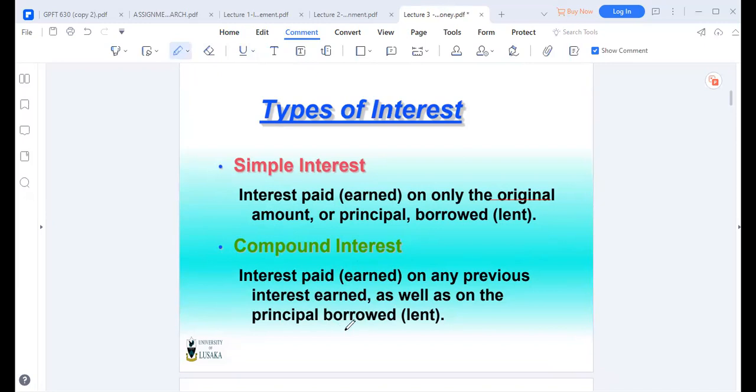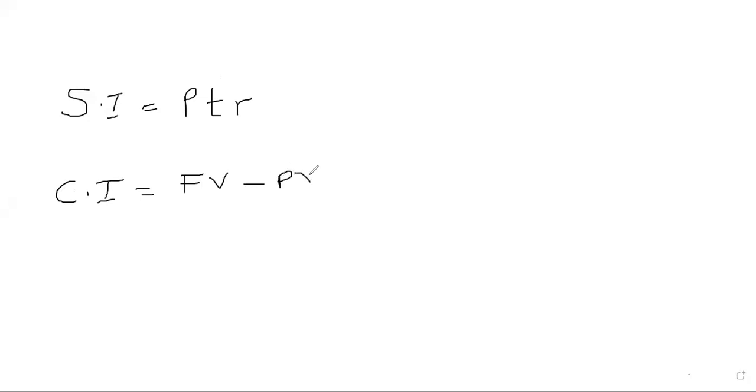So we're going to compute our simple interest as follows. Simple interest is equal to PTR. P stands for the money we have now, T is time in years, and R is the interest rate as a percentage. Compound interest is simply the difference between the future value and the present value. Now, this is one of the fundamental topics in corporate finance because all the other topics hinge on this.